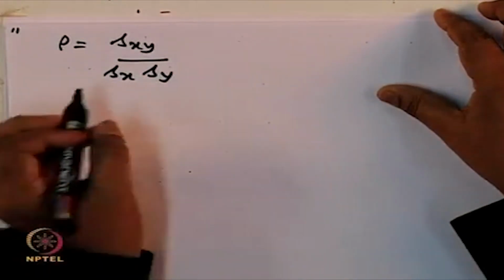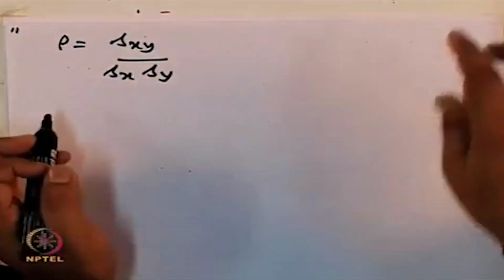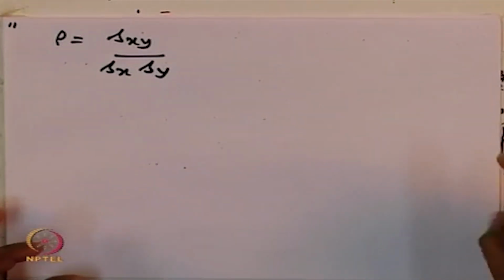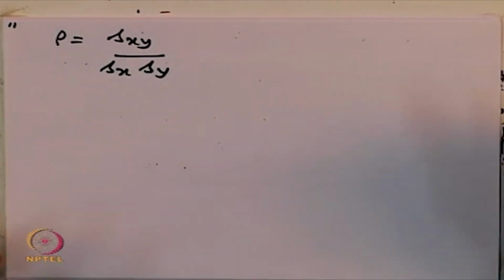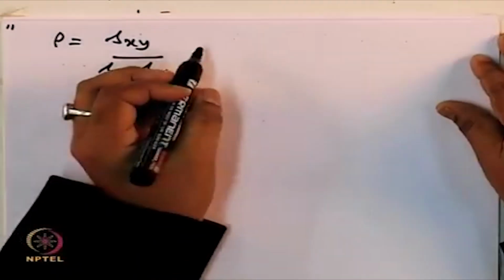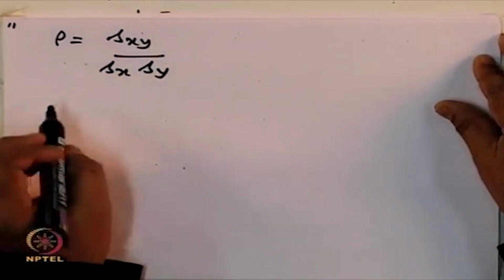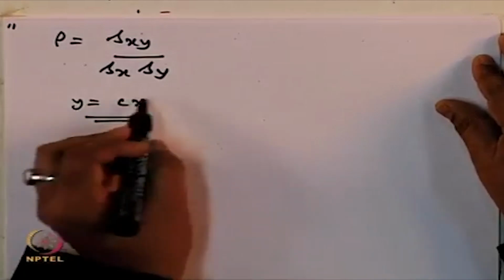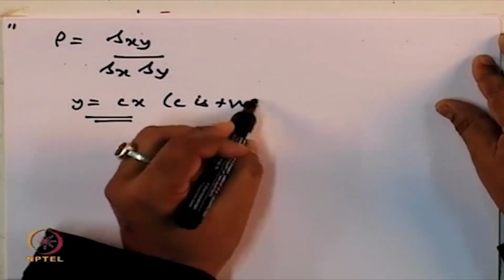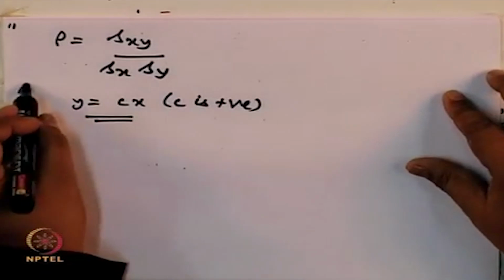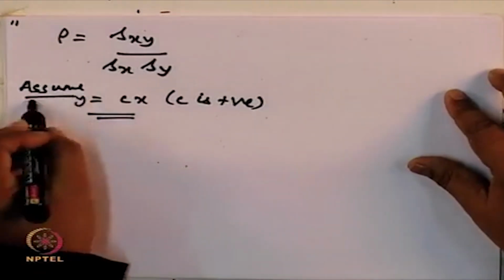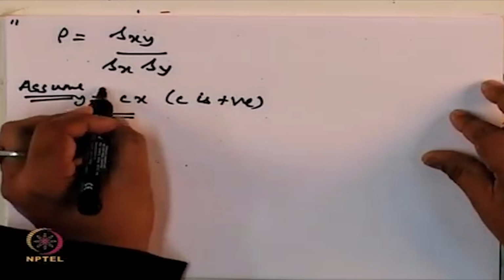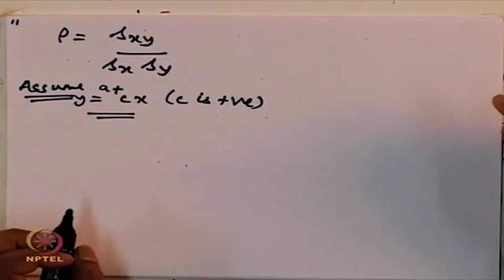Okay. So, what is the minimum value of rho possible and what is the maximum value of rho possible? We reasoned that this value should be between minus 1 and 1. Let us see if that is true. Let us assume y as Cx in this case, where C is positive. So, we assume a very strong correlation. In fact, we can also assume A plus Cx to make it more general.